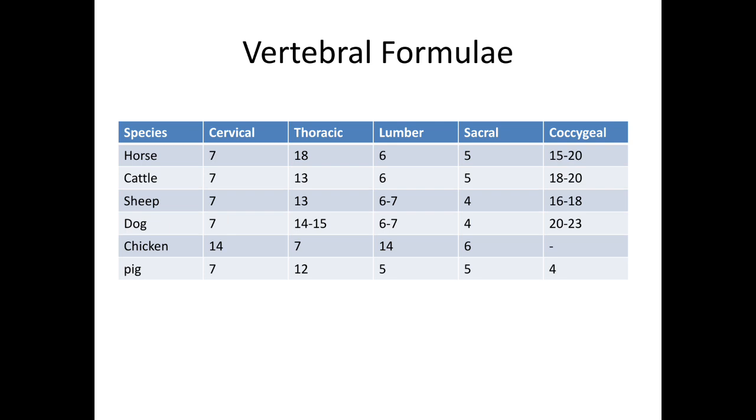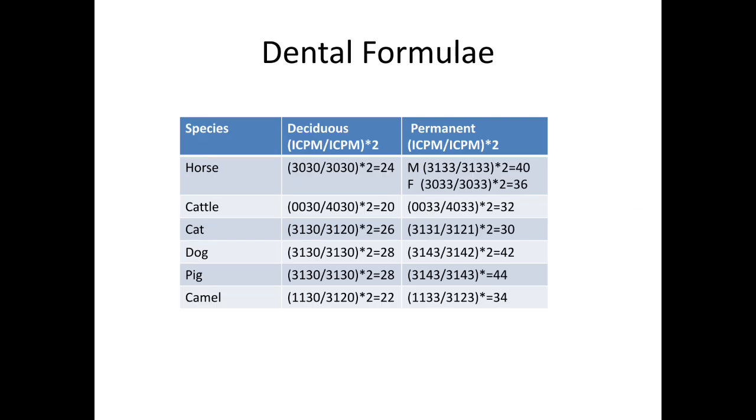The dog has 7 cervical vertebrae, 14 to 15 thoracic vertebrae, 6 to 7 lumbar vertebrae, and 4 sacral vertebrae, and 20 to 23 coccygeal vertebrae. The chicken or fowl has 14 cervical vertebrae, 7 thoracic vertebrae, lumbar vertebrae number is 14, and sacral 6, and no coccygeal vertebrae are present in the chicken. Pig has 7 cervical vertebrae, 12 thoracic vertebrae, 5 lumbar vertebrae, 5 sacral vertebrae, and 4 coccygeal vertebrae.